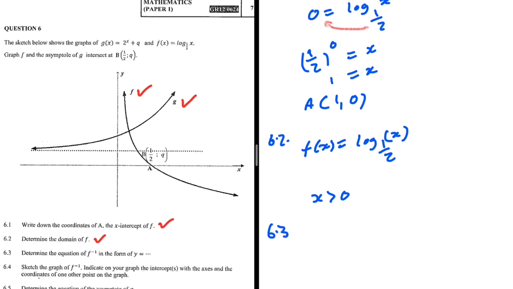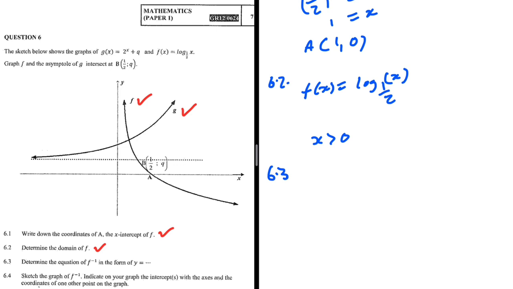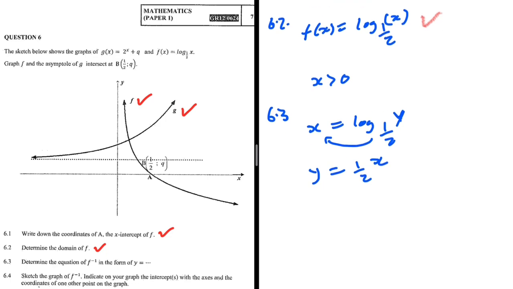6.3. Determine the equation of f inverse in the form y is equal to. Well, yes, f of x. Let's just swap x and y in an attempt to find the inverse. So the first step in finding an inverse, we swap x and y. We're going to have x being equal to log of y, the base still a half. And then now we need to make y the subject of the formula. The half is going to carry x. And then we're going to have y being equal to a half to the power x. So there we go. This is the inverse of f of x in the form y is equal to.